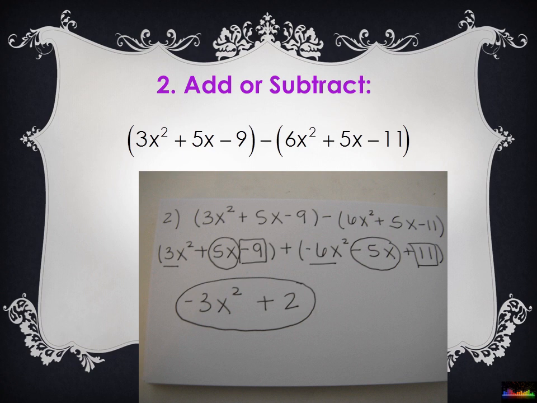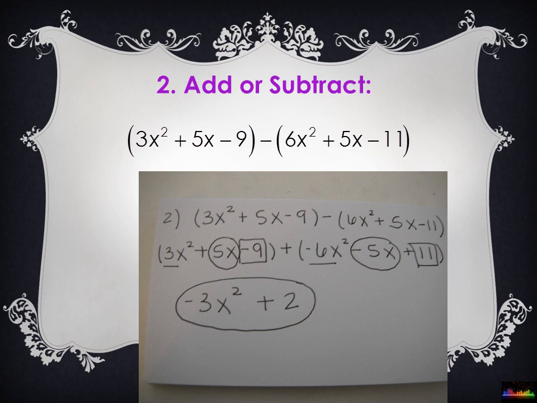The easiest thing to do to keep you from making mistakes is to change the sign in the middle from subtraction to addition. Since you are making that sign opposite, you need to make every sign to the right of that opposite. Therefore, what you have is 3x squared plus 5x minus 9 plus negative 6x squared minus 5x plus 11. From there, you combine like terms.